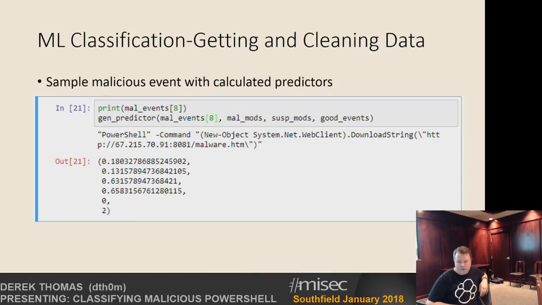So here's a sample malicious event with the calculated predictors. I have a function called genPredictor, which goes through, reads the raw event, and calculates these values right here. I forget what order these are in, but this is suspicious modules, malicious modules, and here's the actual event. One thing for this one, I just learned that this IP is actually a Cisco test to see if your web blocking is working correctly. So that was interesting. It's not actually malicious.